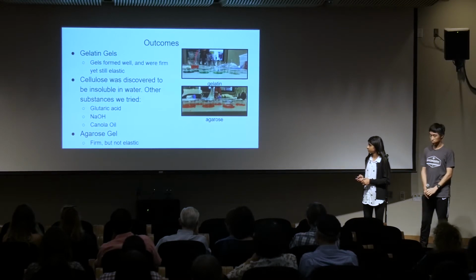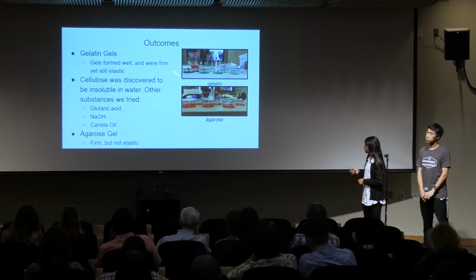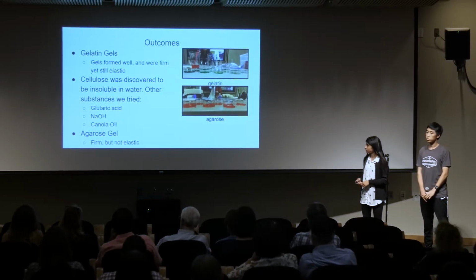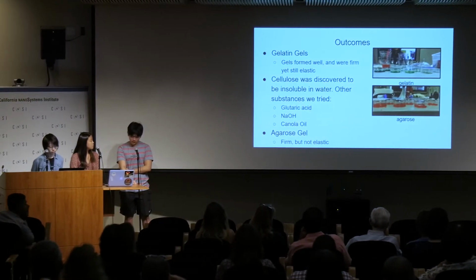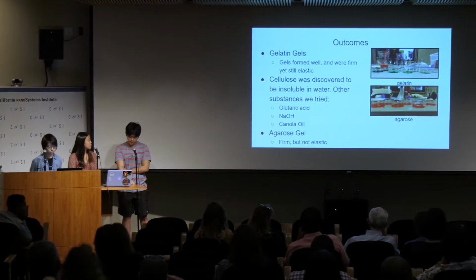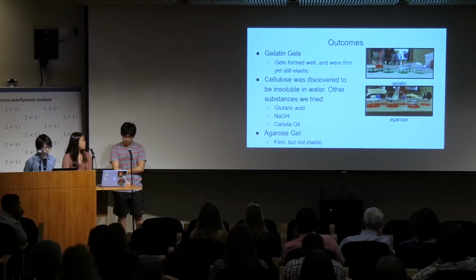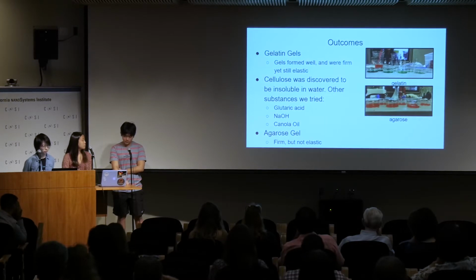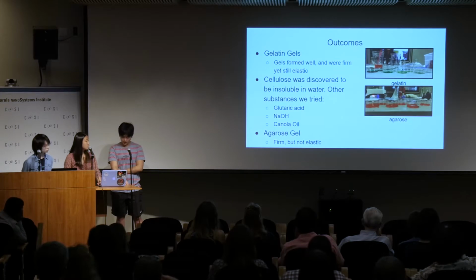During the experiment, we started with gelatin gels, and we were successful in creating a gel that was firm yet elastic. However, we weren't able to synthesize a cellulose gel. We found that it was insoluble in water, so we tried to add a cross-linker, NaOH, and we also tried glutaric acid, and that didn't work. We tried dissolving the cellulose in another, nonpolar solvent, but none of these alternatives worked. Agarose gel did form, however, we determined it to be too rigid at all tested concentrations to be considered a viable skin substitute in regards to elasticity.